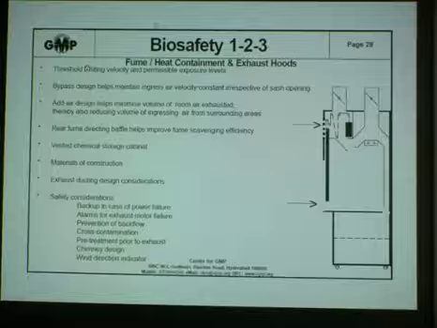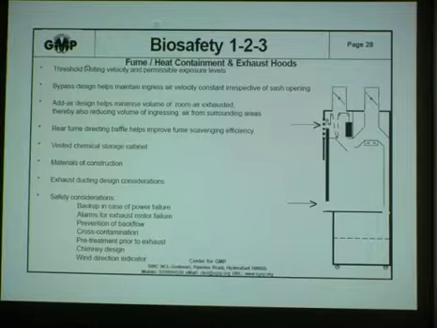Fume containment and heat containment in exhaust hoods can also be used for storage of chemicals, so that when you open the cupboard, you don't get a strong whiff of the kind of chemicals that are kept in that particular cupboard. Now please remember that whether it is a biosafety cabinet or a fume containment and exhaust hood, the exhaust is very critical. The exhaust motor is very critical. Now if the motor backs up, then you could be compromising the safety of the people in the laboratory.